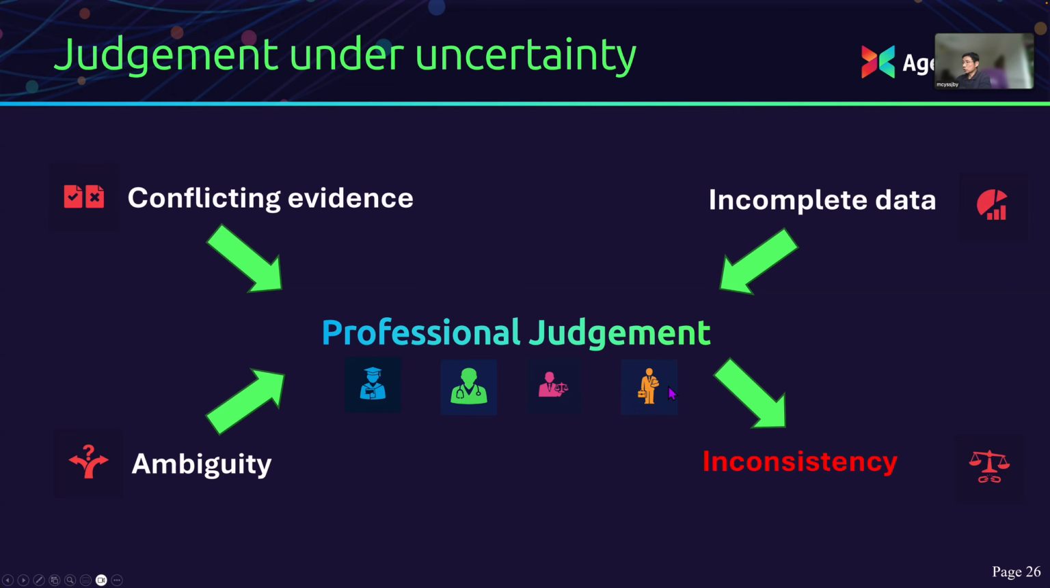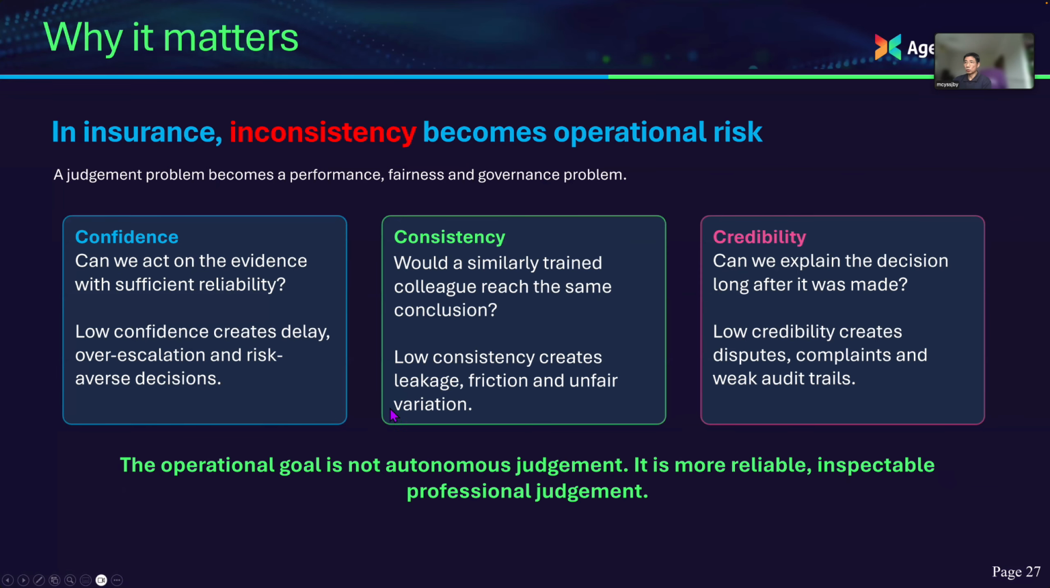Because professional judgment in insurance is a kind of decision-making process using evidence which can be in conflict, incomplete or ambiguous. So the conclusions could be inconsistent. For inconsistent conclusions, we may see a lot of problems, because we can see low confidence causing delays in decision making or very risk-averse decision making. And also, inconsistency can cause other problems like friction among colleagues or unfair treatment of clients.